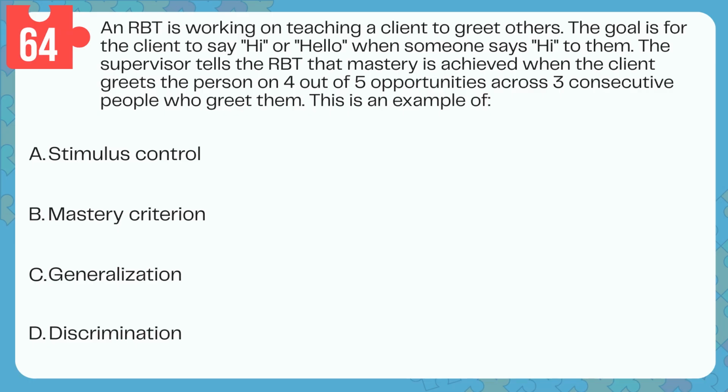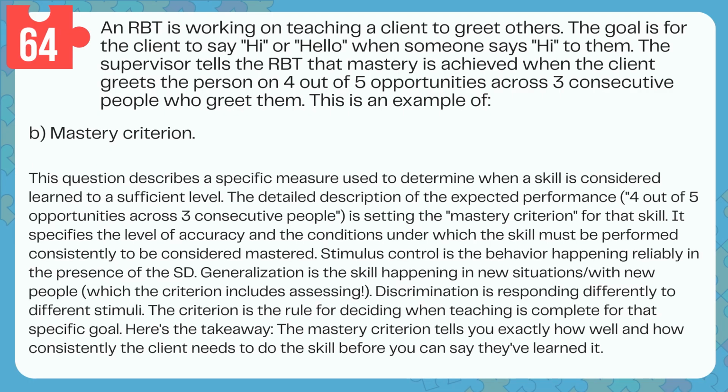Answer B. Mastery criterion. This question describes a specific measure used to determine when a skill is considered learned to a sufficient level. The detailed description of the expected performance, 4 out of 5 opportunities across 3 consecutive people, is setting the mastery criterion for that skill. It specifies the level of accuracy and the conditions under which the skill must be performed consistently to be considered mastered.